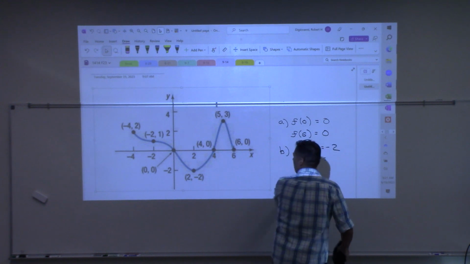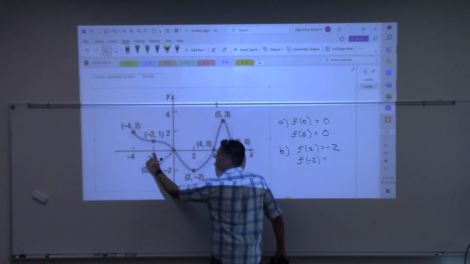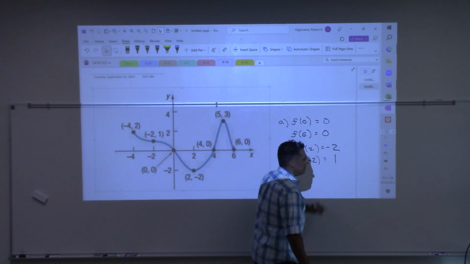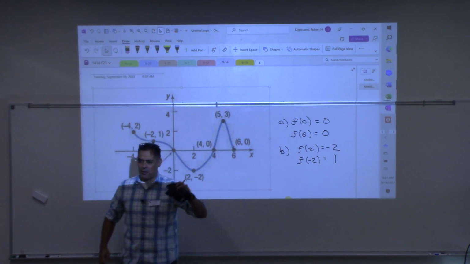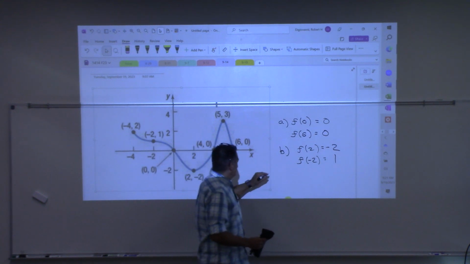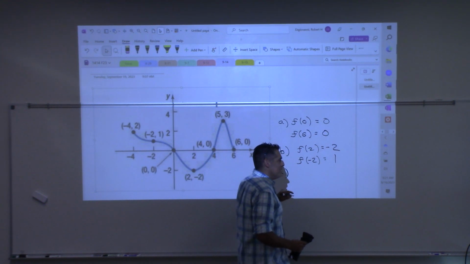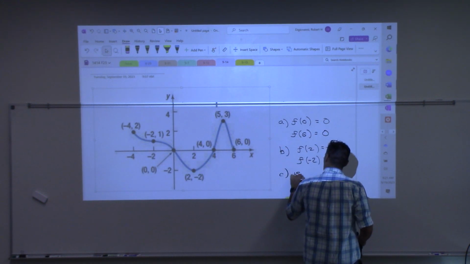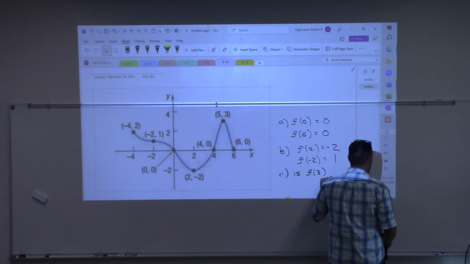And what's f of negative 2? So when we plug in negative 2, we get 1. Right? Just give you a test like this, right? Give you 30 problems like this on the test. You'll all be happy? Yes. Okay. 3. Is f of 3 positive or negative?